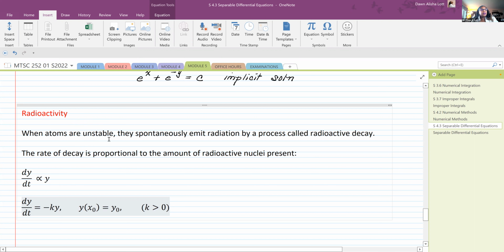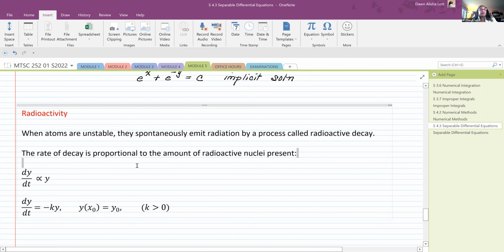When atoms are unstable, they spontaneously emit radiation by a process called radioactive decay. Same thing with carbon dating. Something has a certain amount of carbon in it, and then over the years, the carbon will decrease out of the object. That's how they can tell how old bones are, because they can look at the amount of carbon that's still left in it. So same thing with radioactive decay.